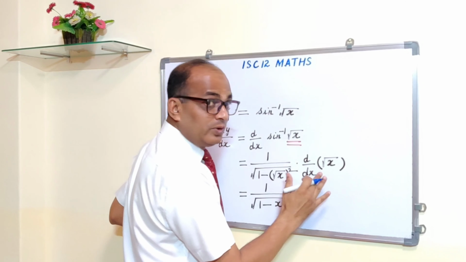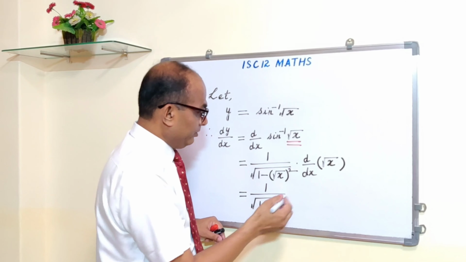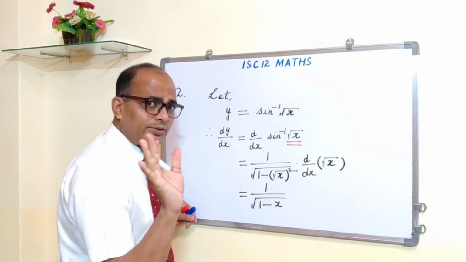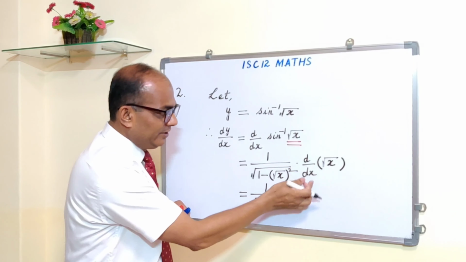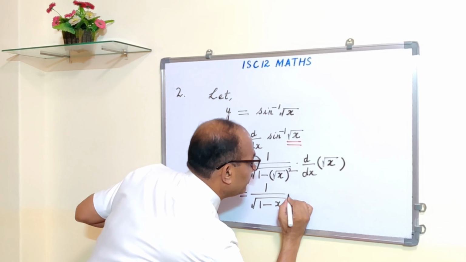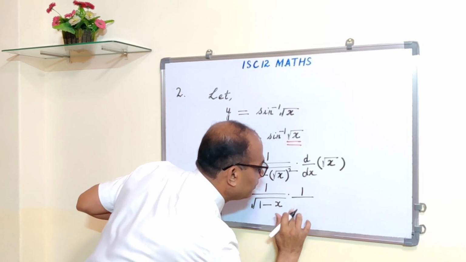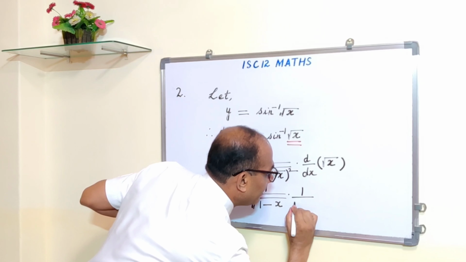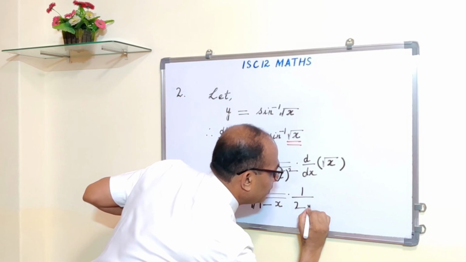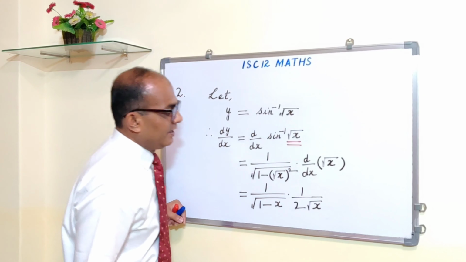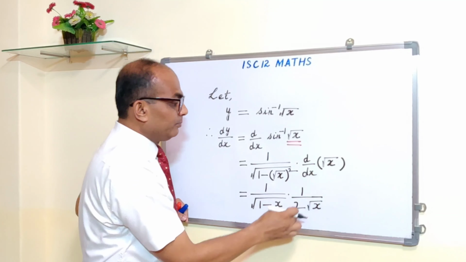This is not part of the solution. I am just trying to make you understand, because I am going to write down directly. So this you can write down, d/dx of root x as 1 upon 2 root x, into 1 over 2 root x. d/dx of root x is 1 upon 2 root x.